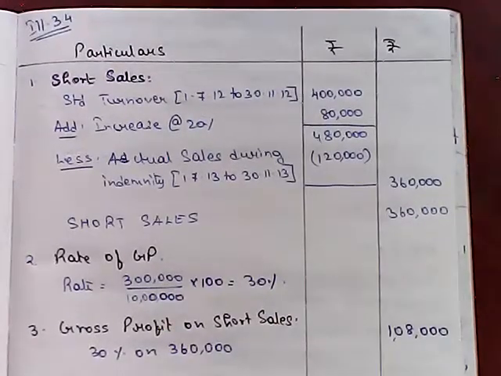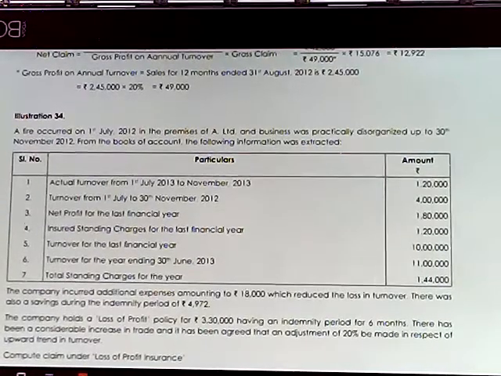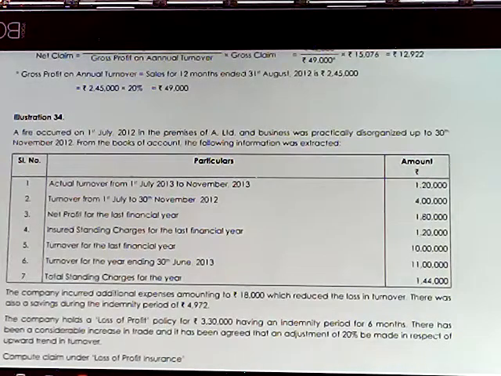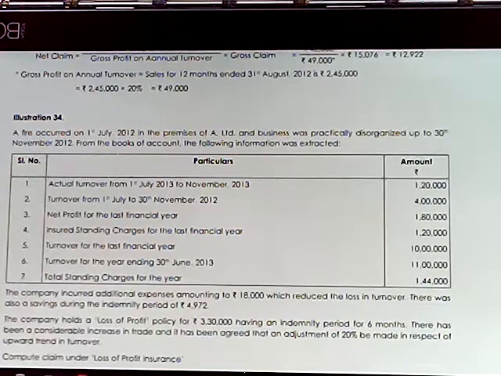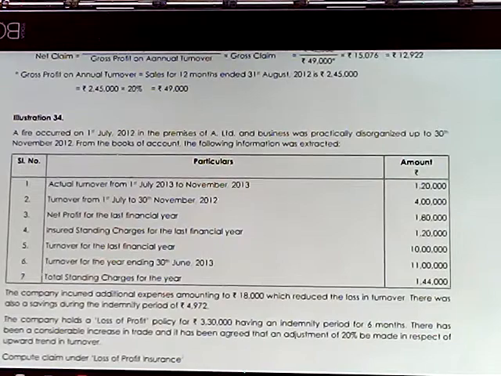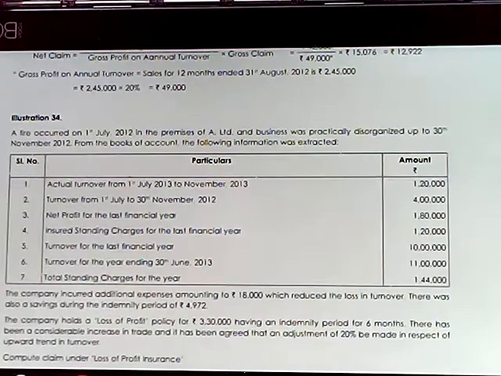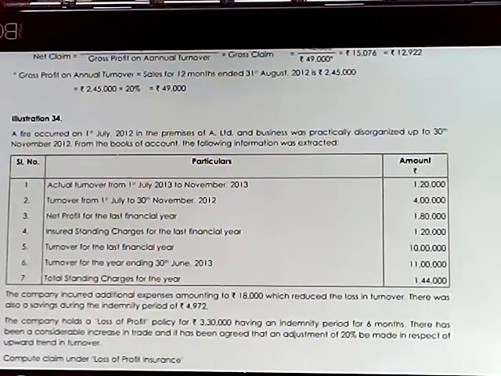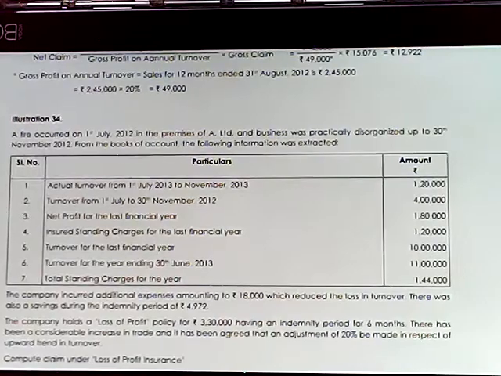Okay. So moving on to the 34th problem. Before going to the solution, let's read the problem. A fire occurred on 1st July 2012 in the premises of A Limited, and business was practically disorganized up to 30th November 2012. From the books of account, the following information was extracted. Actual turnover from 1st July 2013 to 30th November 2013 is 1,20,000. Turnover from 1st July to 30th November 2012, 4 lakh. Net profit for the last financial year, 1,80,000.